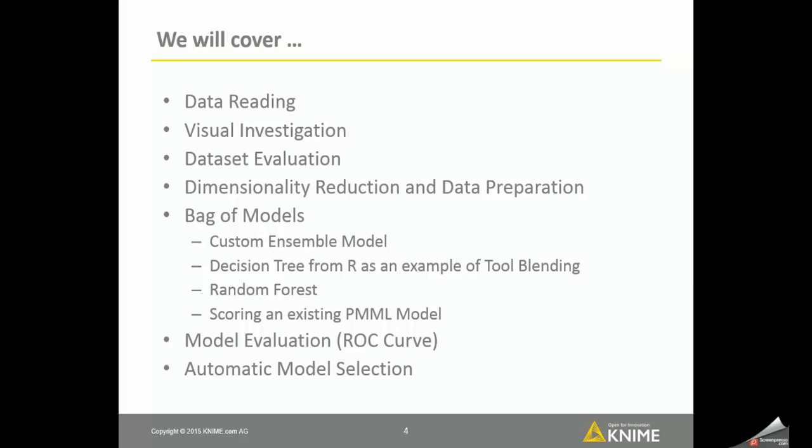This bag of models includes a custom ensemble model made by native machine learning KNIME nodes. I'm going to include the random forest, which is another native node in KNIME. And then I'm going to include a decision tree trained in R as an example of tool blending. Let's have a look at the workflow.